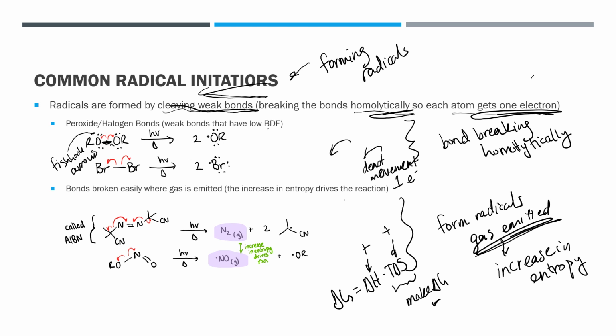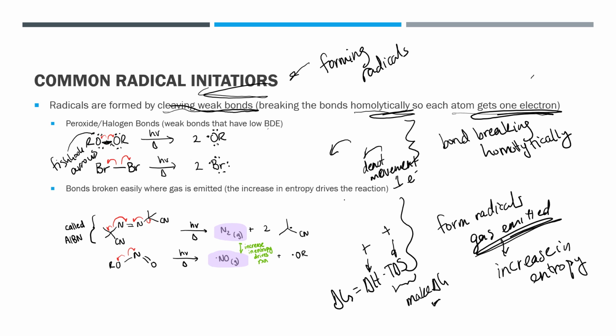And we use normal double-headed arrows to denote the movement of a pair of electrons, and that's what we use in most reactions. Like when we have a nucleophile attacking an electrophile, we have a lone pair of electrons going and attacking the electrophile.